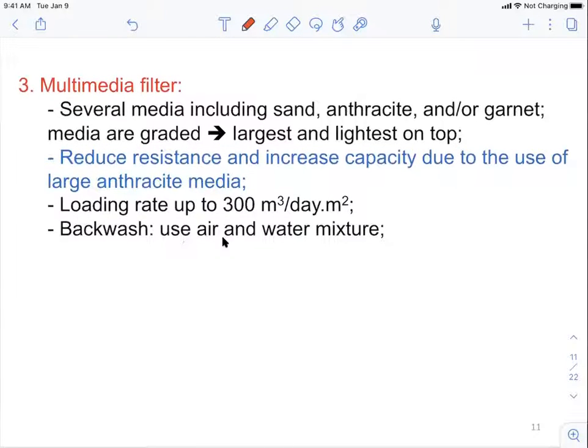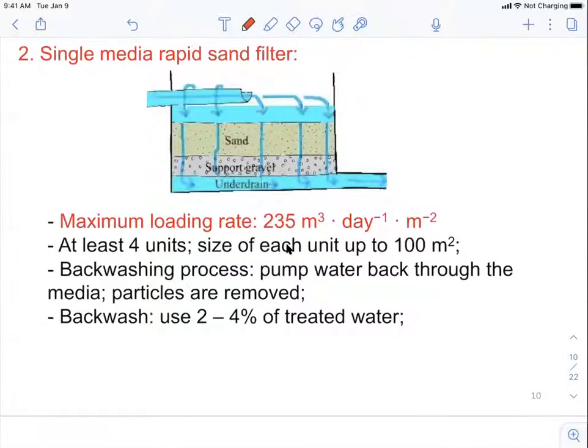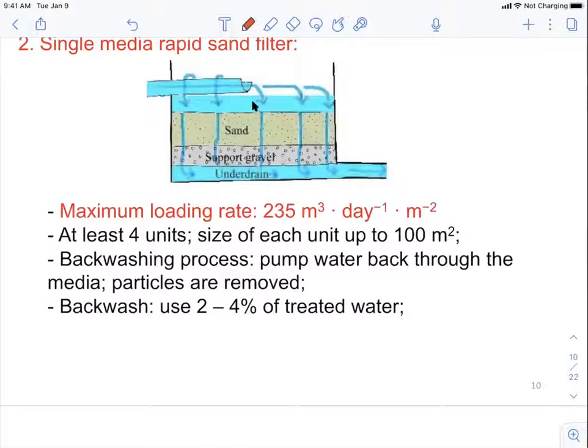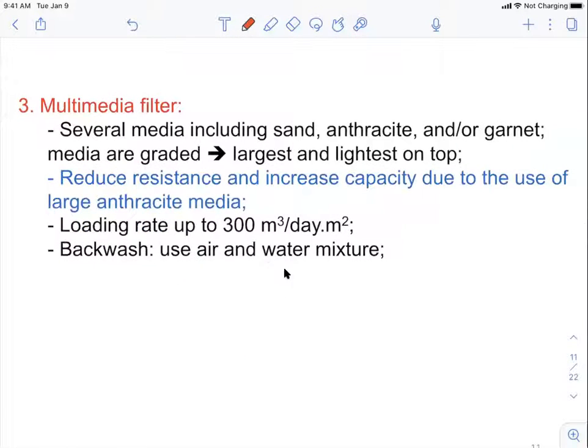So we can also use the backwash. For the backwash, we'll normally use an air and water mixture. If you recall, for the single media, we use water only because this is quite simple, right? For the multimedia, normally this layer is going to become much thicker. If you have a thicker layer, you're going to inject more water into the media, right? So that's why we can introduce some air bubbles here. Air bubbles are lighter, so they can rise up more rapidly to remove the contaminants. Okay, so for the multimedia filter, we're going to use the air water mixture to clean that up.